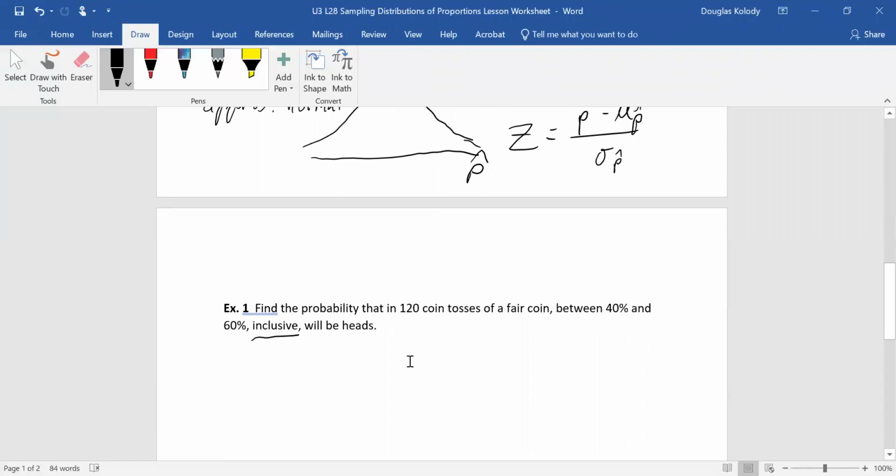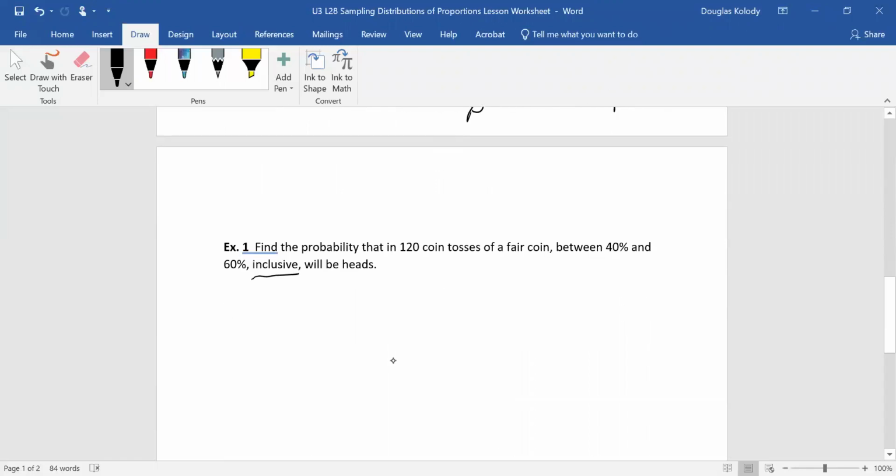Let's talk about our population first. For our population, first off, it's a binomial population, right? You're flipping heads or tails. The mean is p this time. Remember, there's no mu, it's p. And what is p? It's 0.5. Standard deviation is root p times q, so root 0.5 times 0.5, which, by the way, is 0.5.